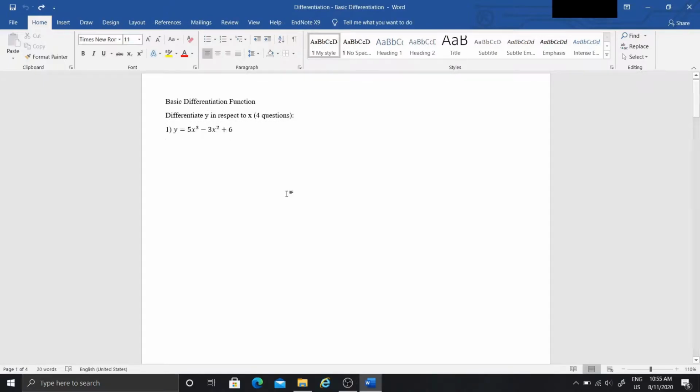For our first question, we have a function of y equals 5x cubed minus 3x squared plus 6. We need to differentiate y with respect to x.